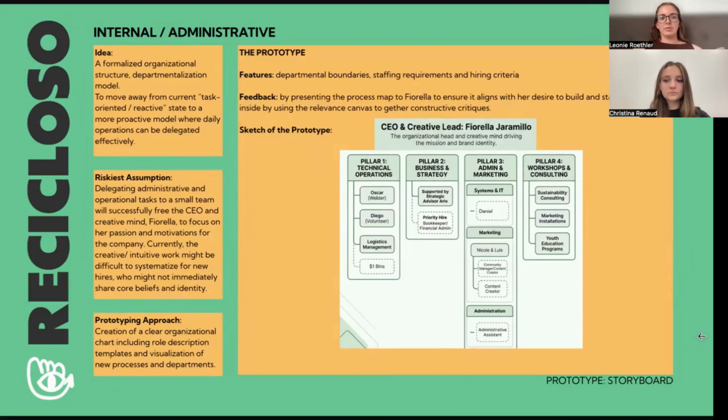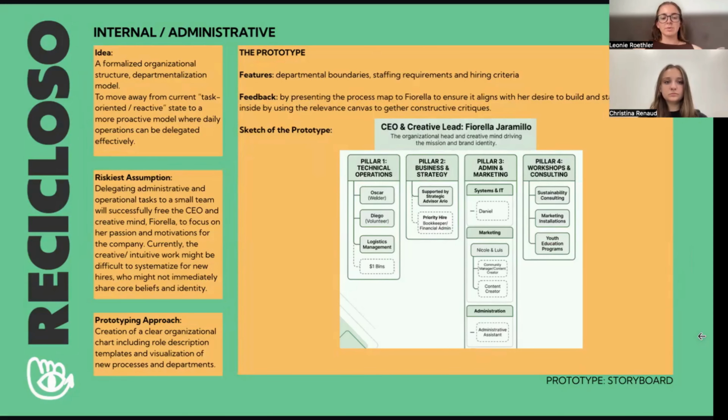So now let's start with the internal and administrative bucket. This combines hiring and role definition and departmentalization. In order to move away from Resicloso's task-oriented reactive state, the idea behind this prototype is to develop an efficient and proactive model where operations, and especially daily operations, can be delegated effectively. And by that, the CEO and creative mind Fiorella can focus more on her passions and motivations for the company by delegating the administrative and operational tasks efficiently to her team.